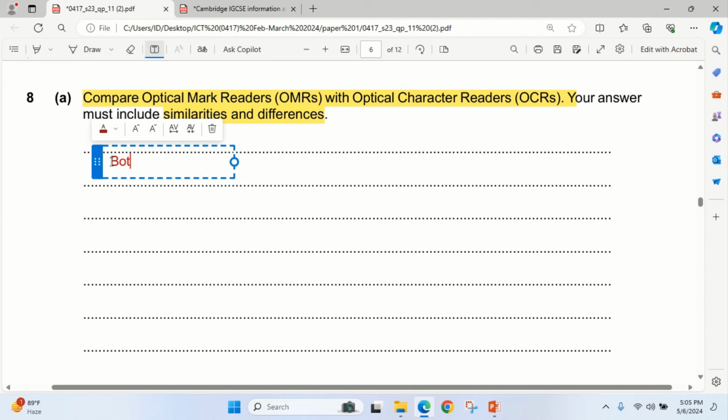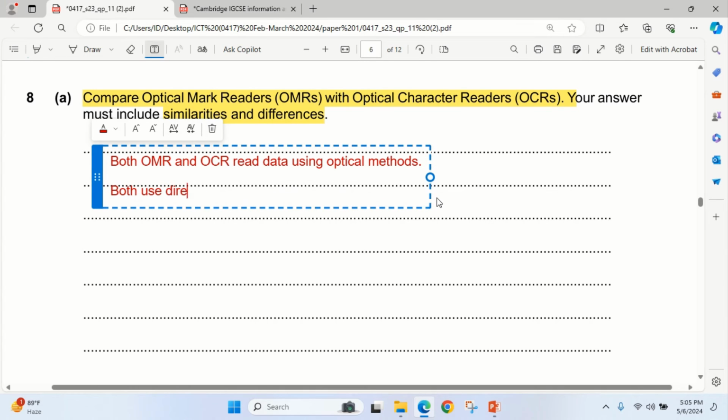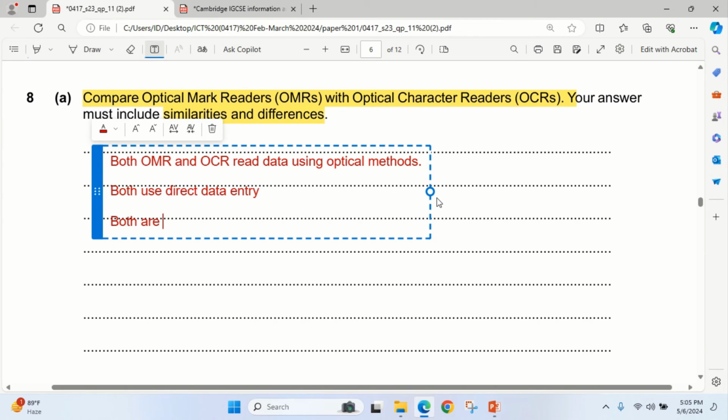You can say both OMR and OCR read data using optical method. You can see that both of them use optical method. So that is 1 mark. You can say both use direct data entry, as data will not be entered manually by hand. Also both are input devices, automatic input devices. Both read data very quickly. Take note of that.